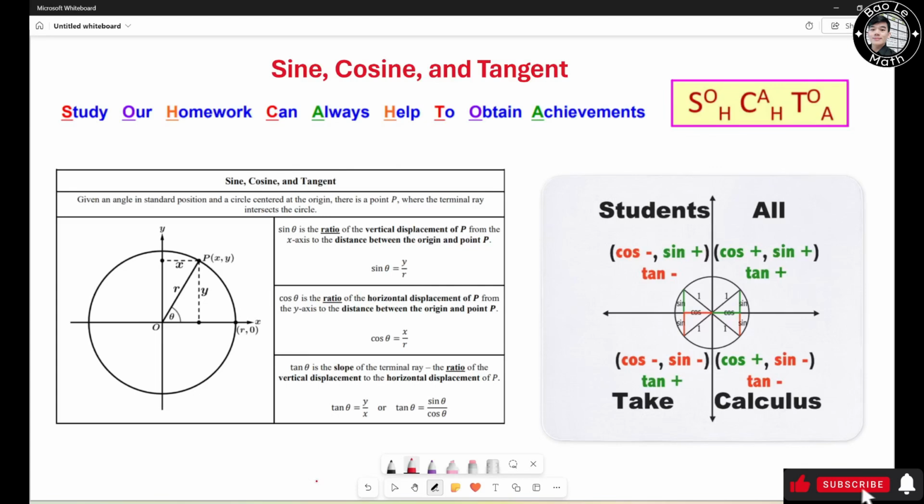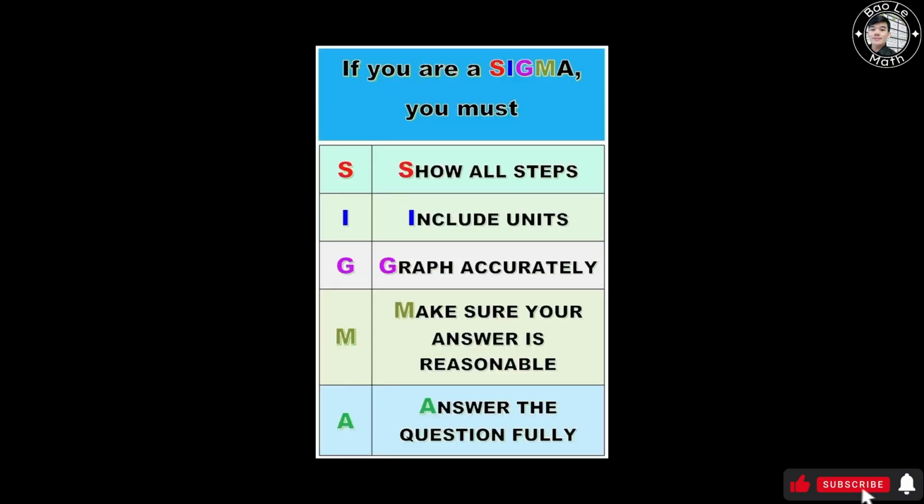Hello everyone, in this video we're going to learn about the sine, cosine, and tangent. In the last video, we learned the trick for how to calculate the sine, cosine, and tangent in the right triangle. Today we're going to apply those tricks to the unit circle.